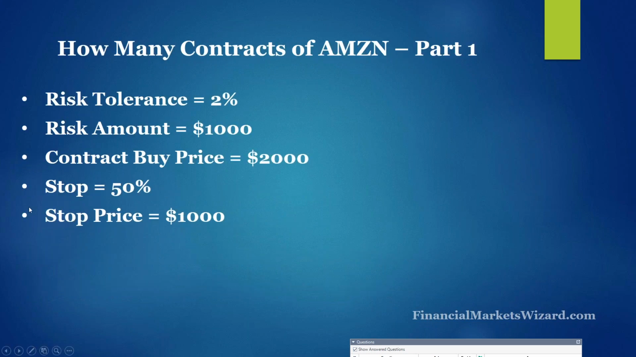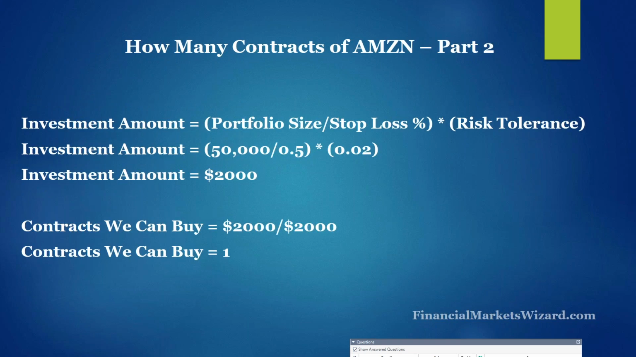So based on this data, risk tolerance 2%, risk amount is $1,000, contract buy price is $2,000, your stop is 50%, so your stop price is $1,000, right? So 50% stop loss means when the contract is trading at $1,000, you will be getting out. You should be buying one contract of Amazon, not 2, not 3, just one.